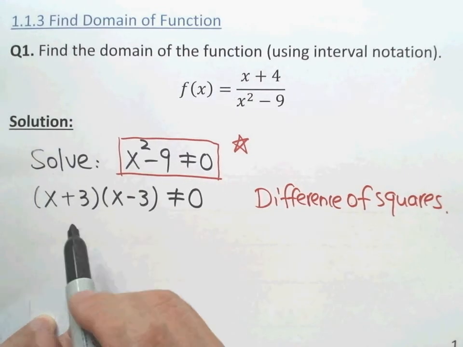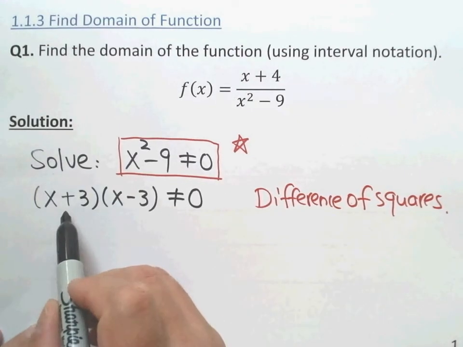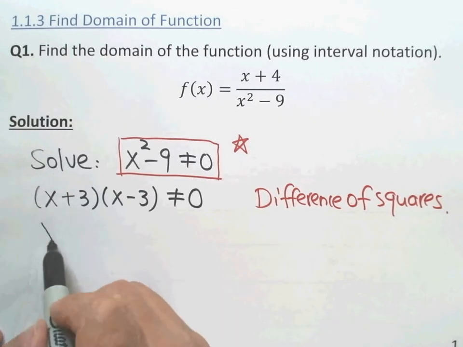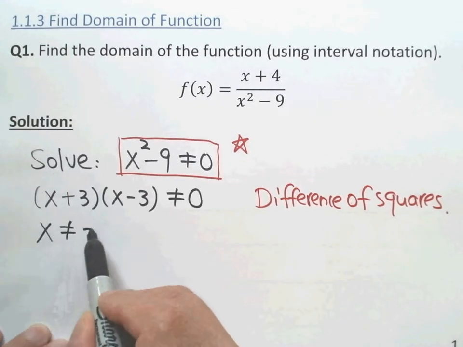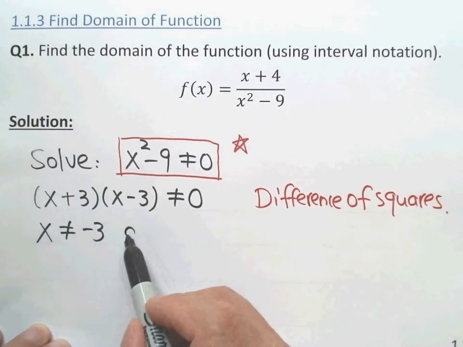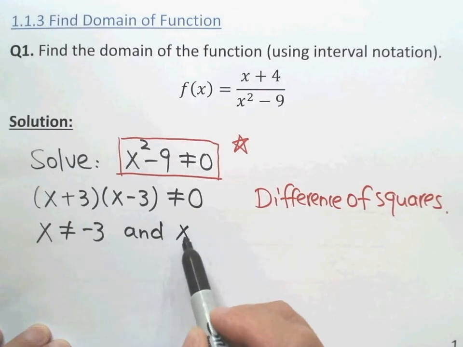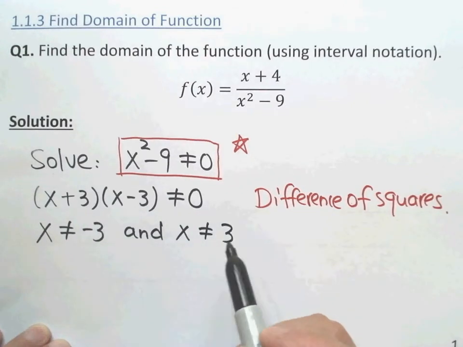After we factor, it's easy to get. The first factor cannot be 0, which means x cannot be negative 3. The second is x cannot be 3. So this is the domain we found.